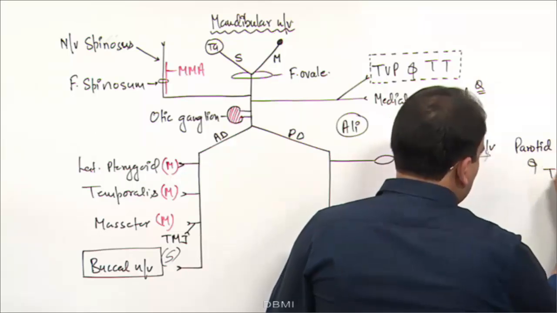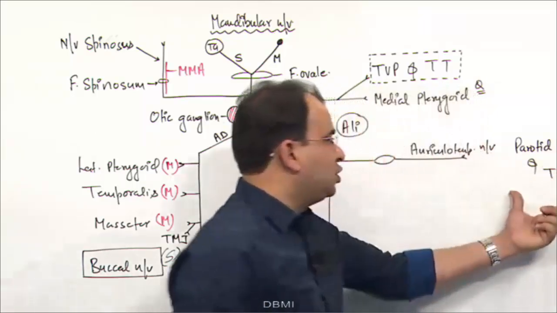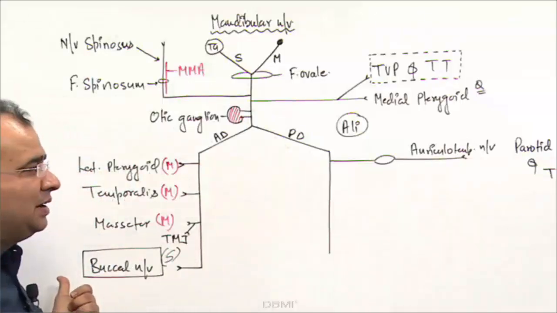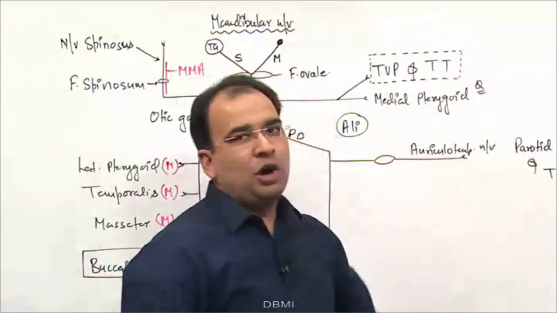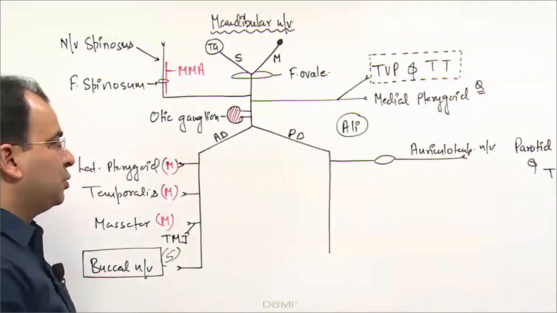and TMJ. So TMJ, temporomandibular joint, is supplied by the masseteric nerve from the anterior division, and it is supplied by the auriculotemporal nerve from the posterior division.